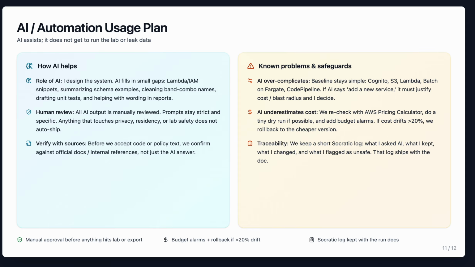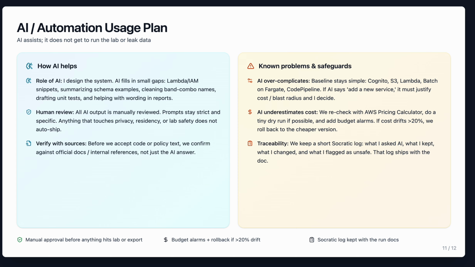Next will be AI automation. I can use AI for designing the system. I design the system, but AI can only assist me in the design process. AI is allowed to help with small things like normalizing band combo names, drafting IAM Lambda snippets, summarizing schemas, scaffolding unit tests, and cleaning up wording in the final report. But AI is not allowed to silently change anything that touches privacy, residency, lab behavior, or cost. Those parts are always reviewed against official docs.